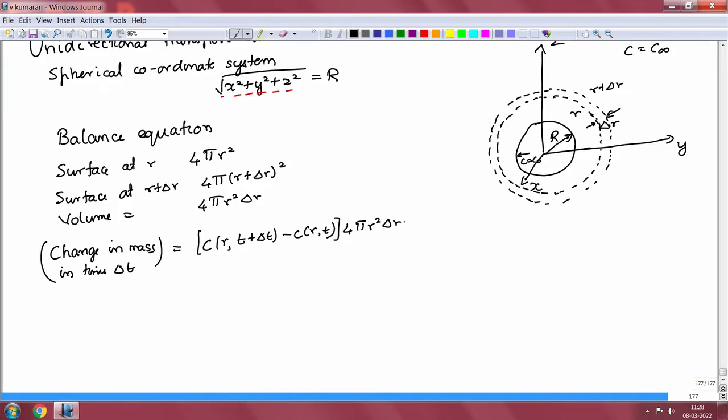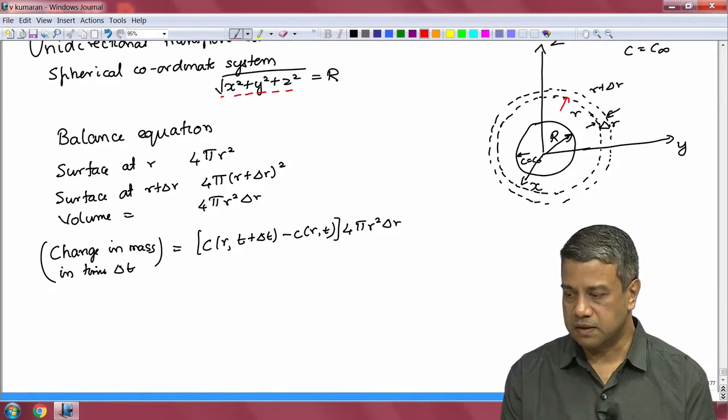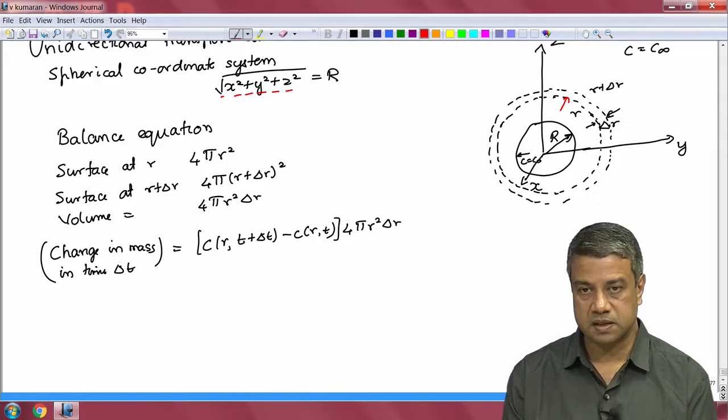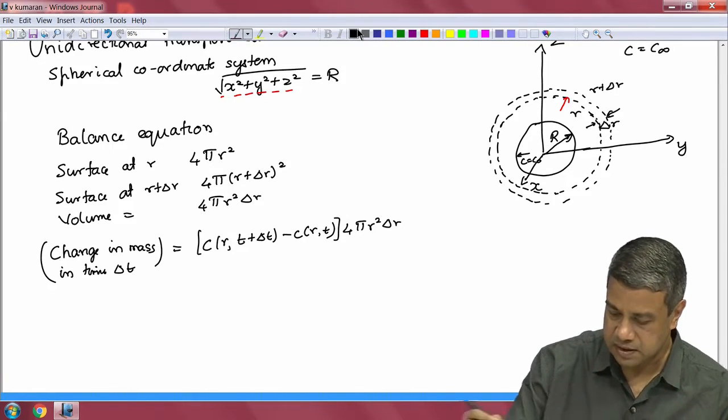That is the change in mass in a time delta t. Mass in is coming in at the surface at r. The flux is considered positive if it is in the direction of increasing r. So, a positive flux at the inner surface increases the mass within this differential volume.